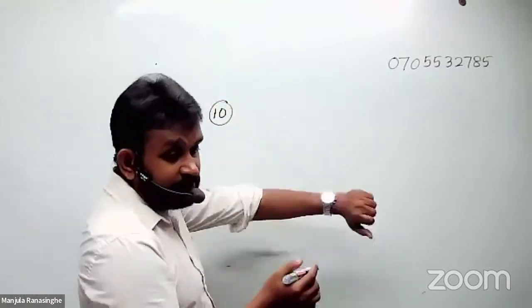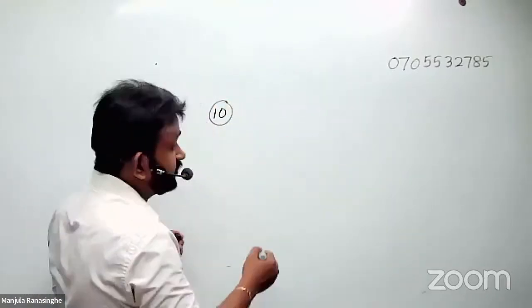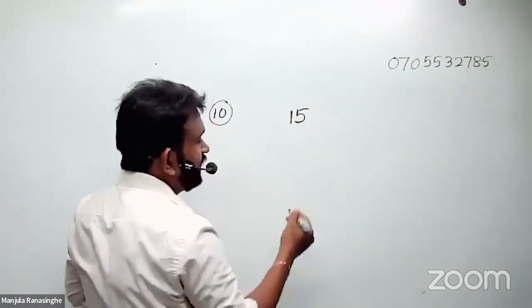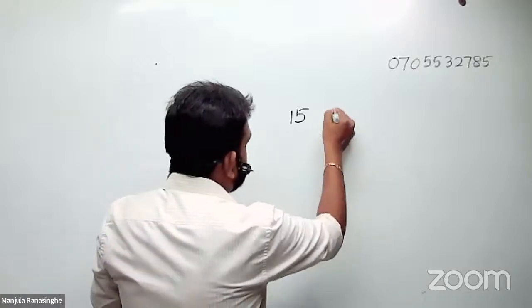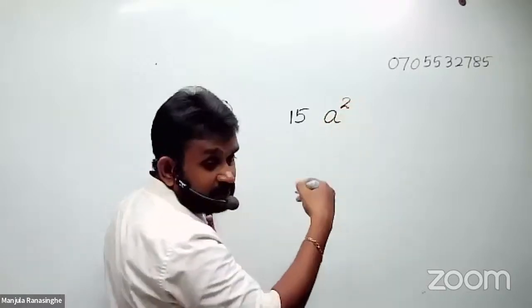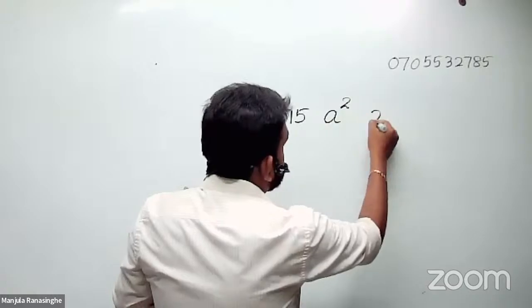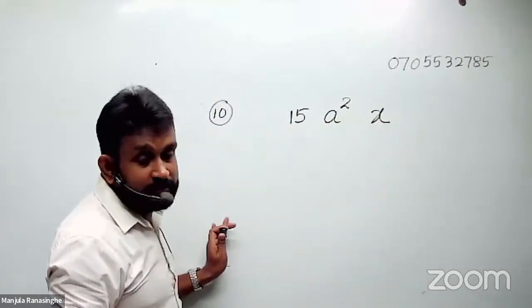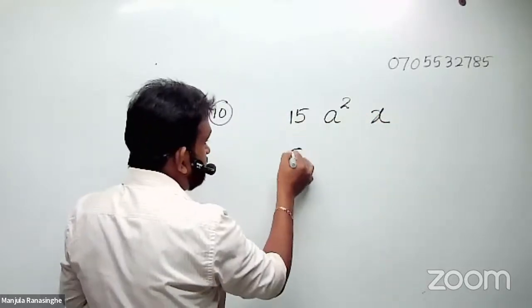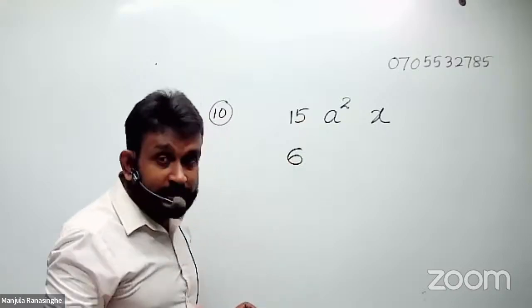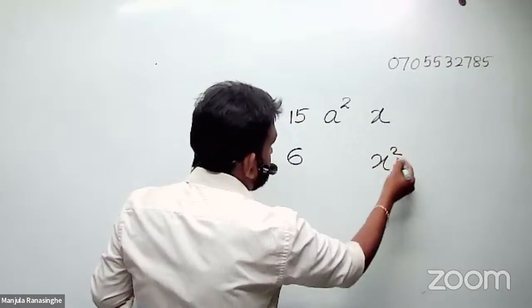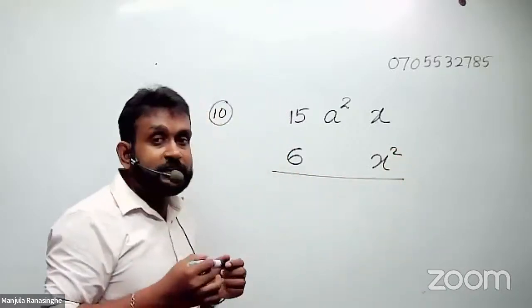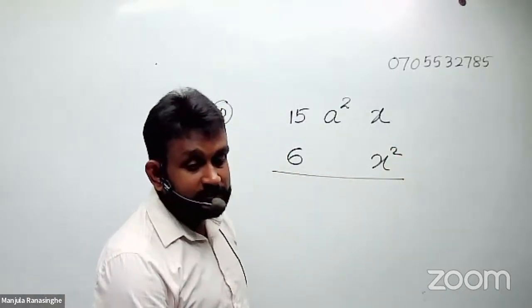Question number 10, LCM. 15a squared x. So the easiest way, you know that 15, then a squared separated and x separated. Then the numeric value 6x squared. Numeric under numeric, and remember, x terms under x terms. No a terms, x squared there. Now, how to catch this one? See the easiest method.